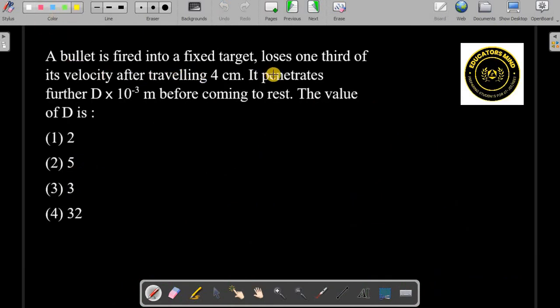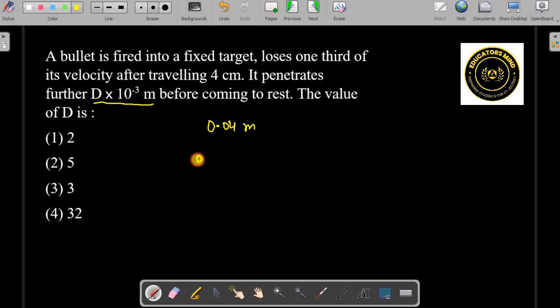Next question: a bullet is fired from a fixed target, loses 1/3 of its velocity after traveling 4 centimeters. It penetrates further before coming to rest. The value of d is? So this is 4 centimeters. If you keep everything in meters, this will be 0.04 meter.